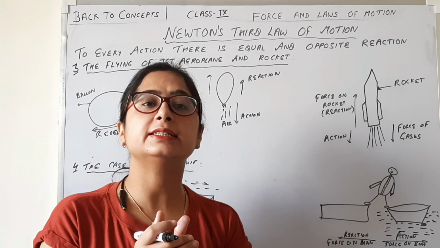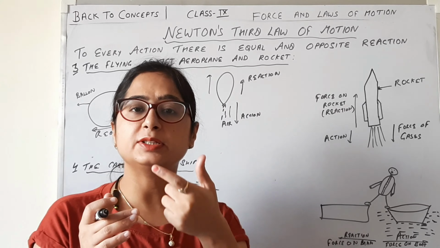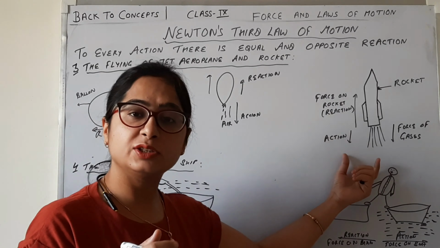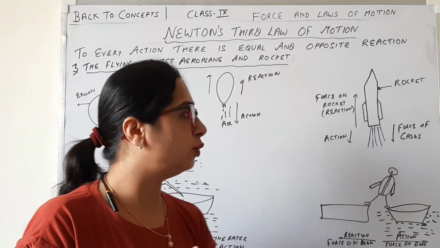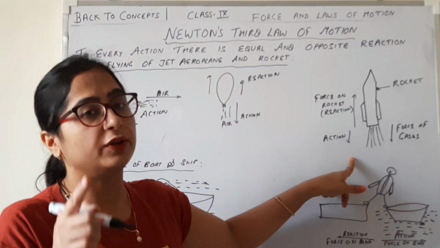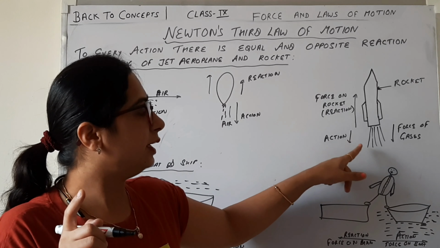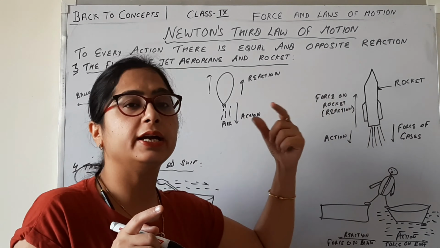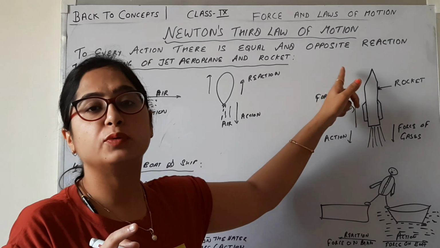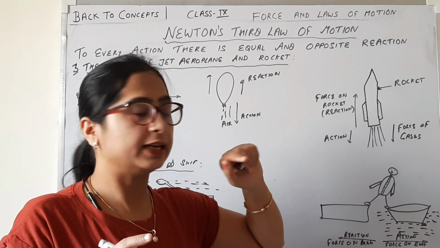The hot gases, which are the result of the combustion of fuel in this rocket, will rush out from the rear side of the rocket, and these gases are of very high speed. So it exerts an equal and opposite force on the rocket. So that's why the rocket moves in the forward direction.